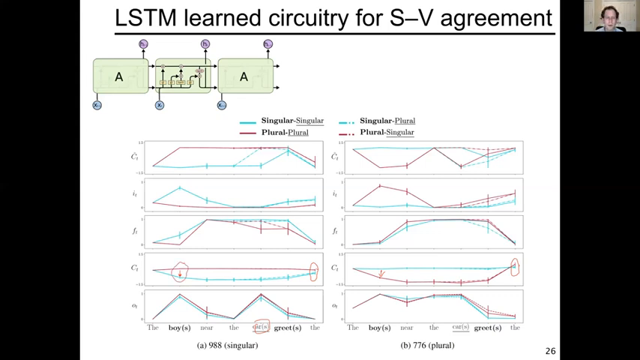So information seems to be recorded about subject number at this point, and then once you get to a verb, that information seems to be more or less discharged. And that actually seems like a hierarchy-like behavior. So that's actually one of the most interesting and intriguing results that we have to date on understanding how syntactic-like behavior is achieved by a recurrent neural network model.